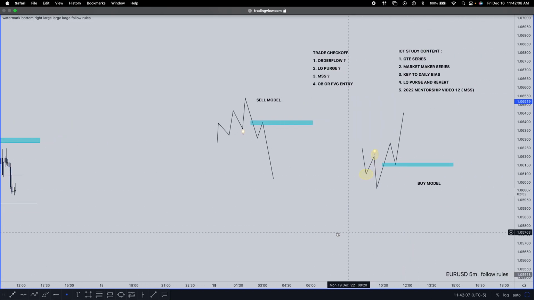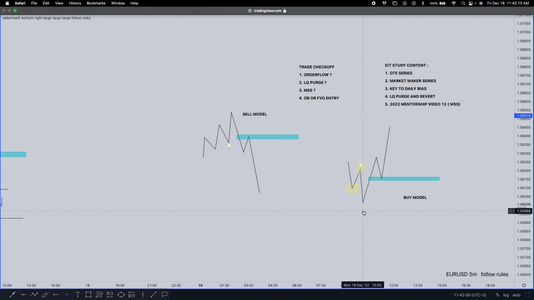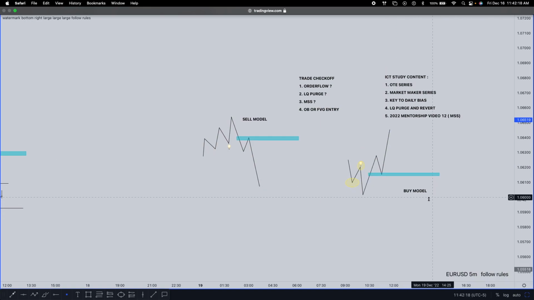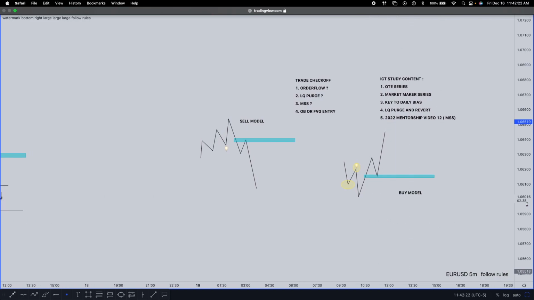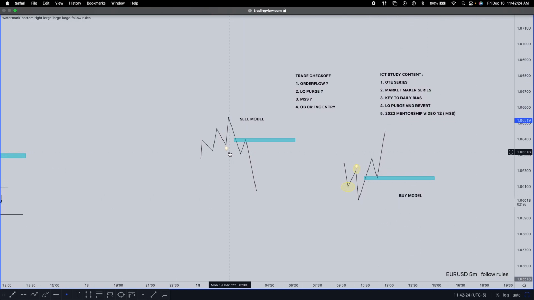So let me try to get my screen back right. So yeah, like I say, guys, we had a market structure shift, a pullback to our fair value gap or order block entry, and then we rally up for what? Buy side liquidity. All right. So yeah, guys, that's really my model. That's really how I study ICT content. Like I say, I'm really straight to the point. I don't overcomplicate this thing.